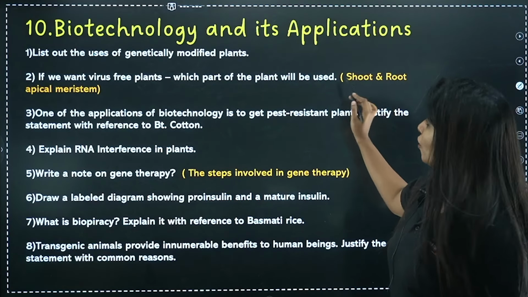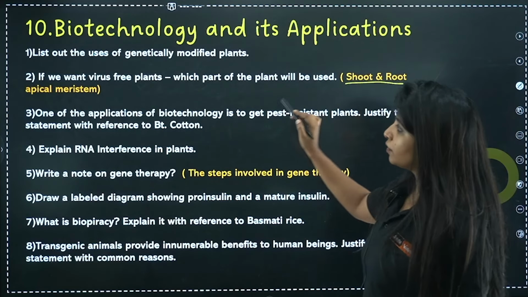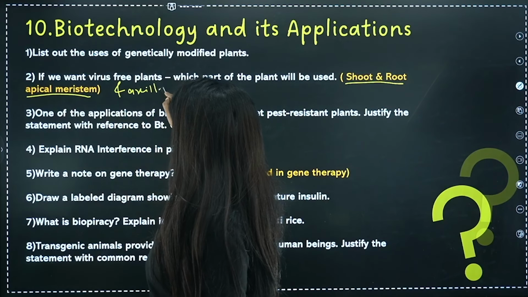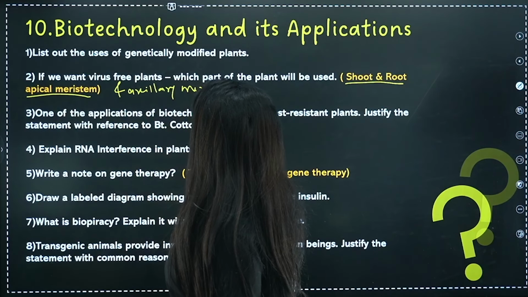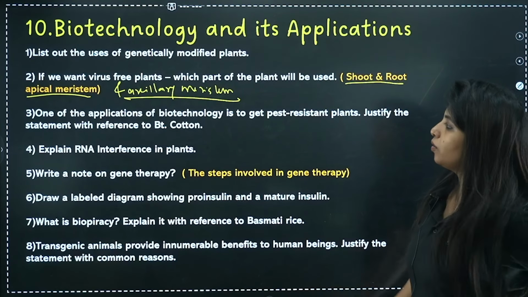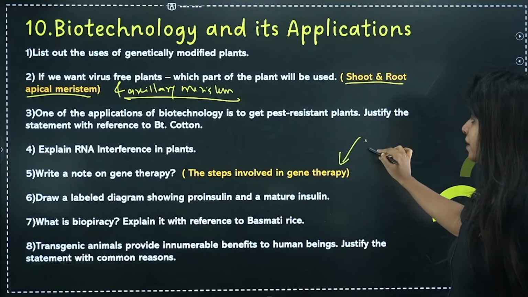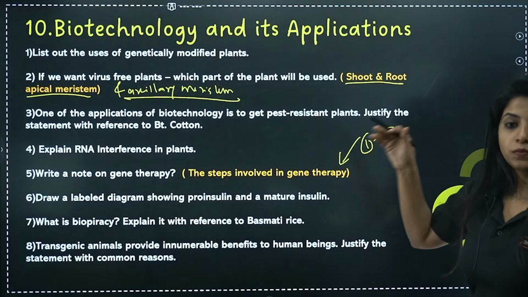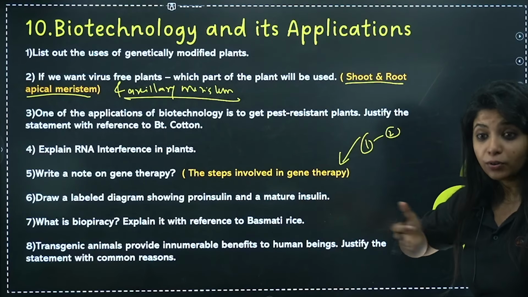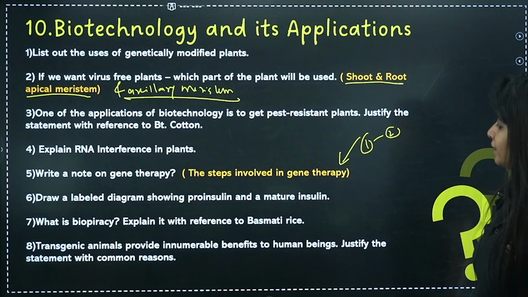And over here, always remember, if you want to produce virus-free plants, you use shoot and root apical meristem and also axillary meristem. These are the things that you're going to use. Now, yeah, gene therapy, the steps involved in gene therapy, one by one you should know. After lymphocytes are taken, they are cultured. Know these steps one by one. Do not get them mixed up. They will ask you the sequence of the steps. So please go through it as well.